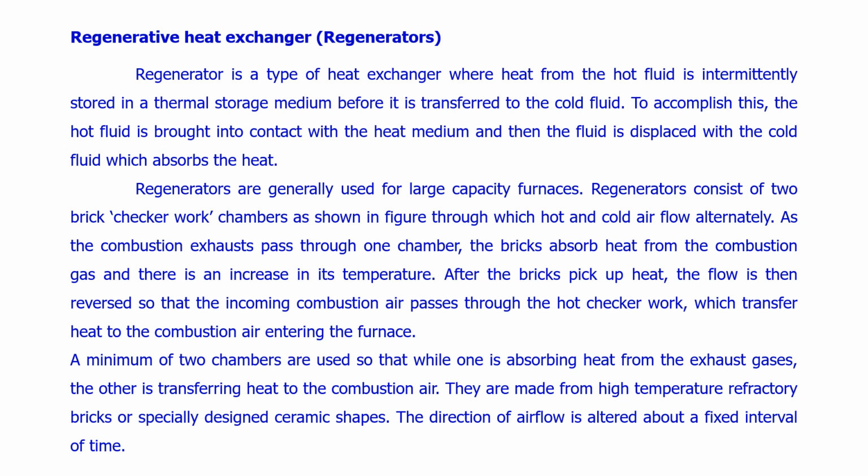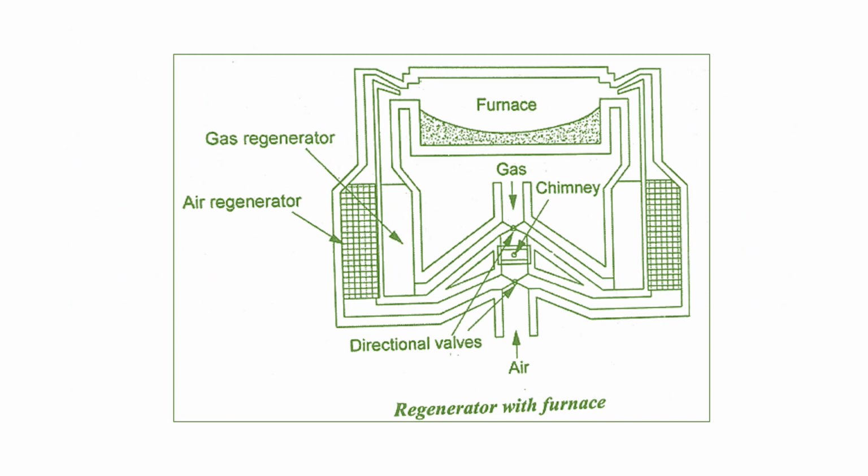Here a minimum of two chambers are used. One absorbs heat from the exhaust gas. The other transfers the heat to the combustion air. They are made from high temperature refractory bricks or specially designed ceramic shapes. The direction of airflow is altered at a fixed interval of time. You can now look at the picture of this regenerator with the furnace. It contains a brick wall and a chimney. Alternate gas flow will be there. We can see the direction control wall. So it is the regenerator with furnace. These are the advantages over other types of recuperators.